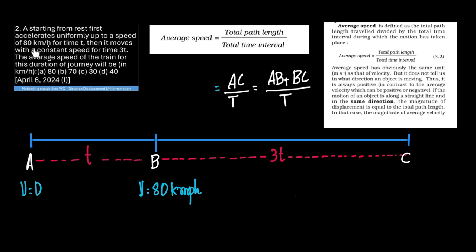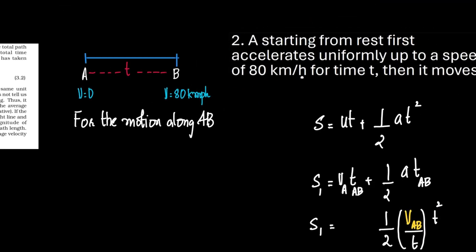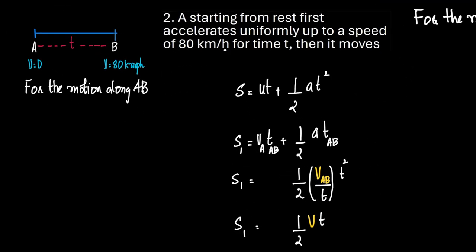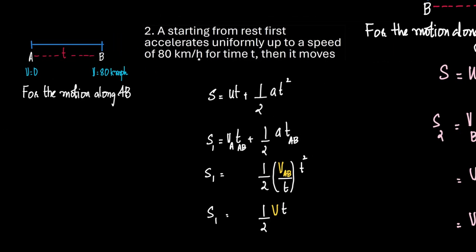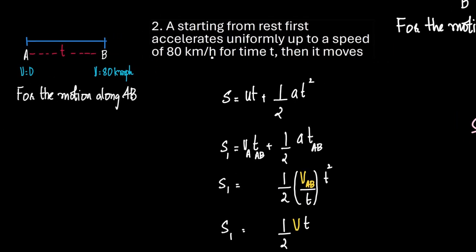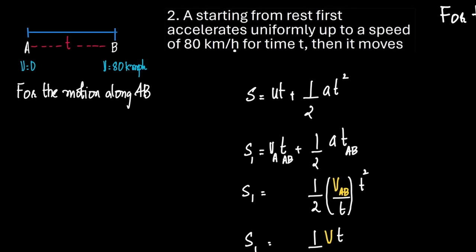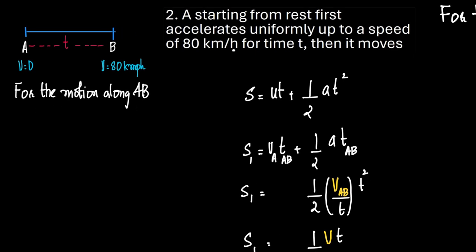So I represent this given scenario here in the form of a diagram, where the path length is represented by AC, which can be divided into AB plus BC, AB being covered in time t and BC being covered in time 3t. Okay, so total path length by total time interval. Now, let us split this motion into two regions. One for the motion along AB.